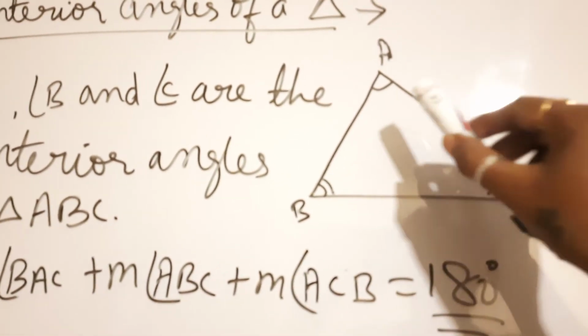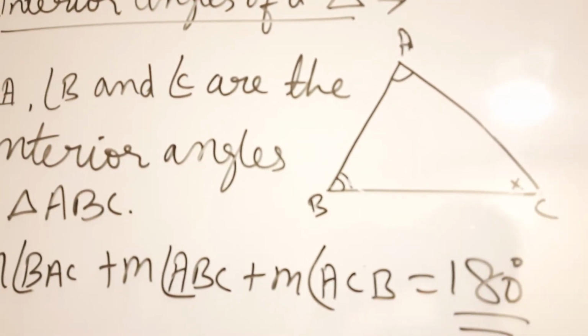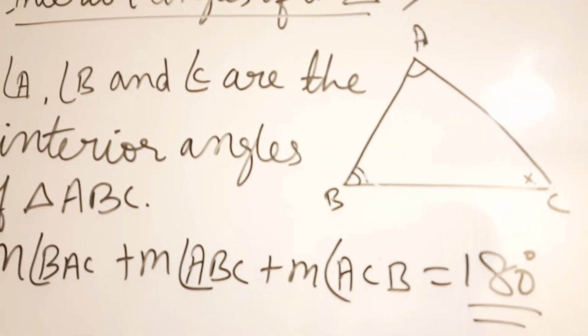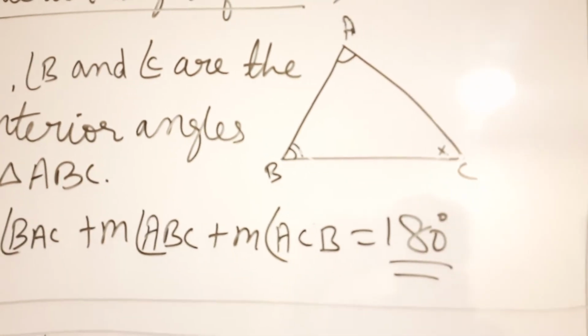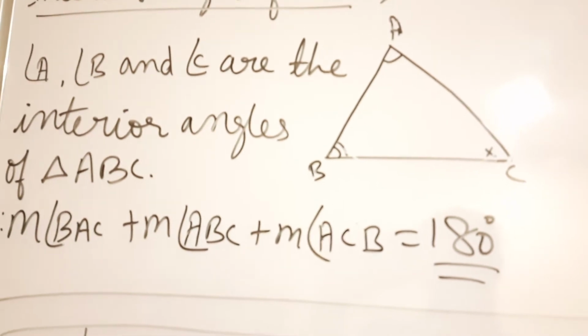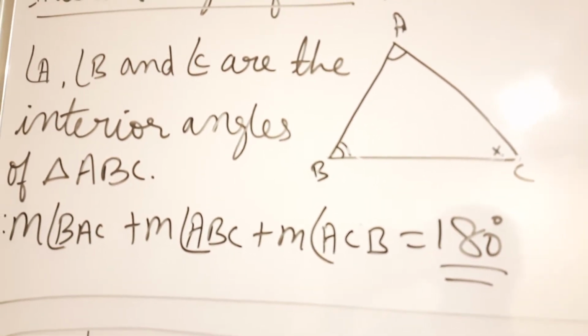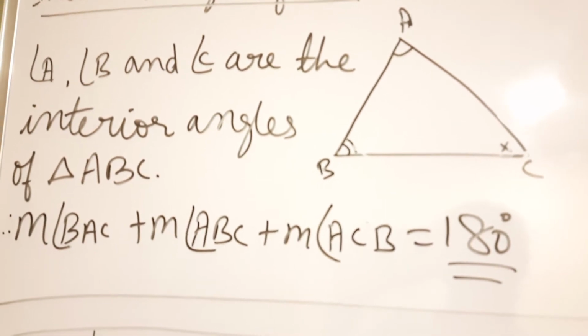Interior means inside. It's a closed figure, so these angles are inside the triangle. First we should know about interior angles, then only we will understand exterior angles. So angle A, angle B and angle C are the interior angles of triangle ABC.